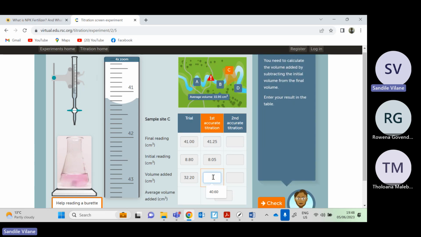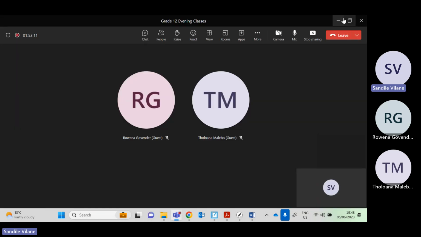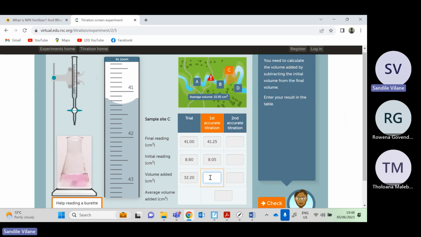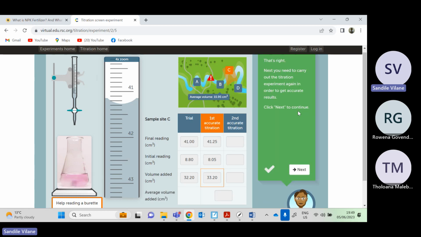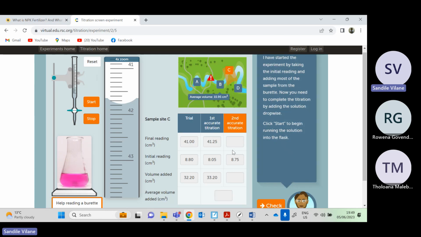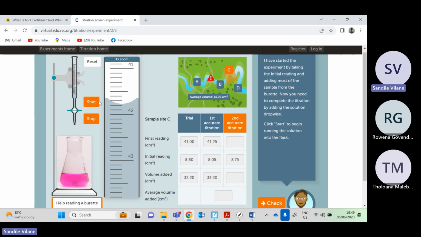And then we have 2. What's the difference there? Can you help us with the difference between the two numbers? 33.2. Remember to 2 decimal places, it's 33.20. Right, and then we do the second. Okay, let's start.